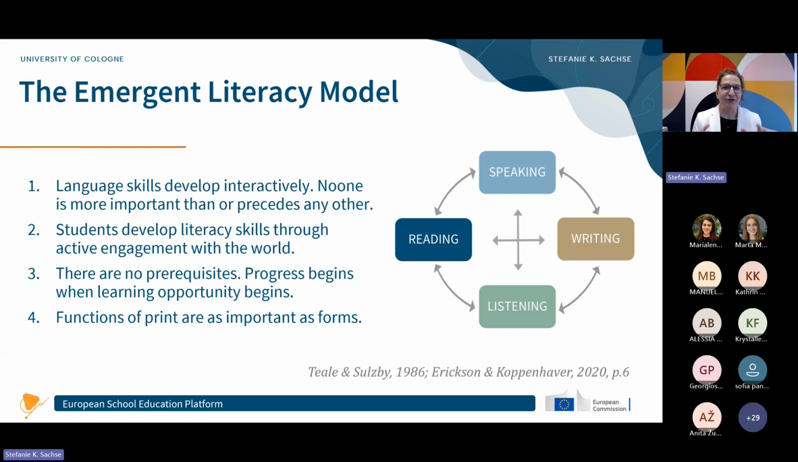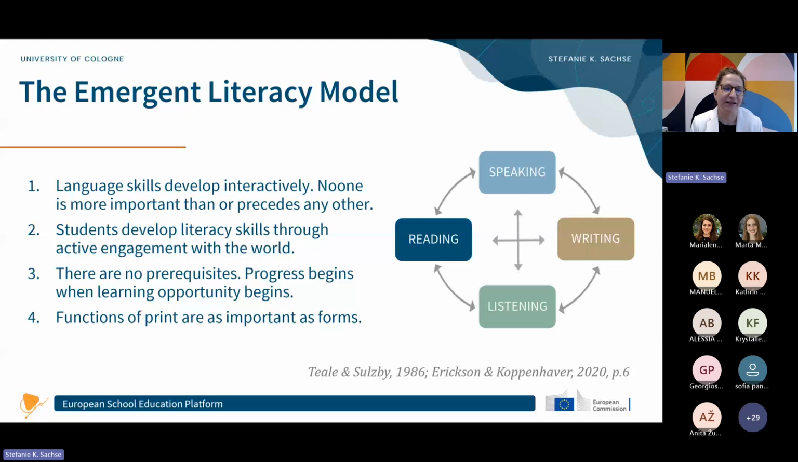4 central sentences here. These skills to listen and understand, to speak, or to use alternative means of communication if you cannot speak, to read and write, they develop interactively. No one is more important than any other. No one precedes any other. So it's not the idea of something like a stage model.